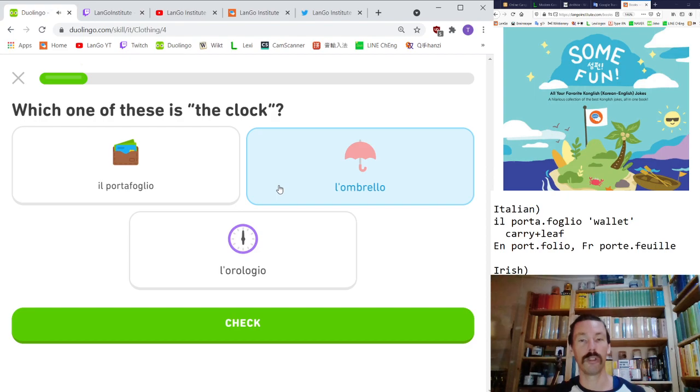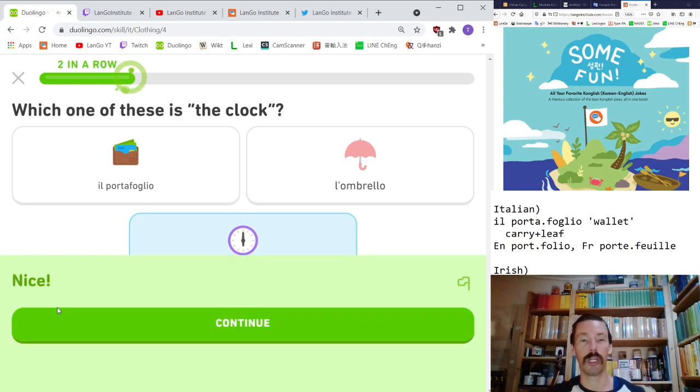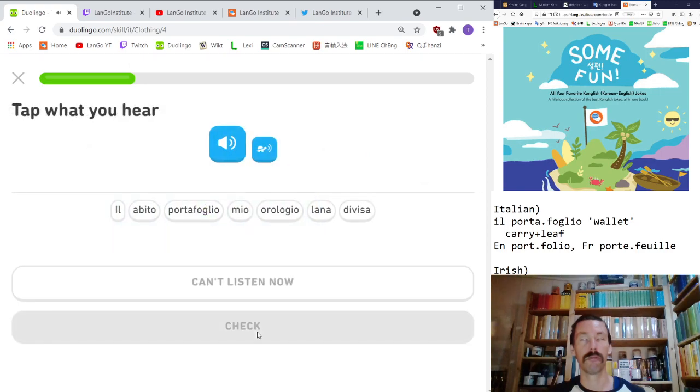But we want L'ombrello, the little shadow. L'orologio. This is a Greek compound, the hour reckoner, or something like that. Or counter. Il mio abito. Abito, so it's just a long A. The B is not long in abito.